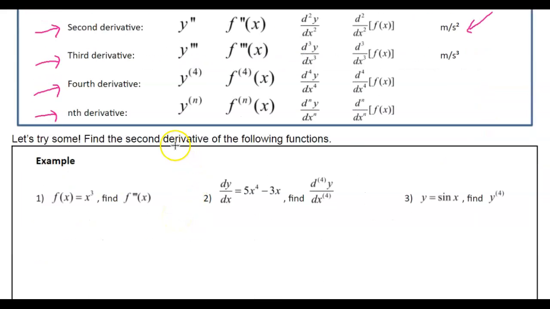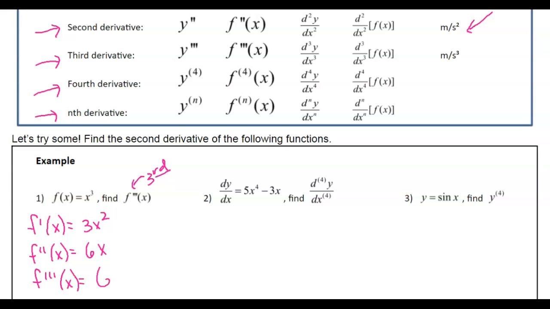For these, if I don't specify it, I just had you find a few. So let's do, this is asking for the third derivative. All right, so use your notation. Our first derivative is a power rule. Then we take the derivative of that and the derivative of that. Okay, and we're done. This one wants the fourth derivative.